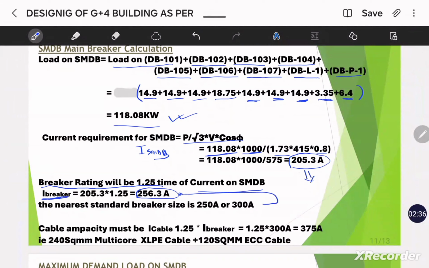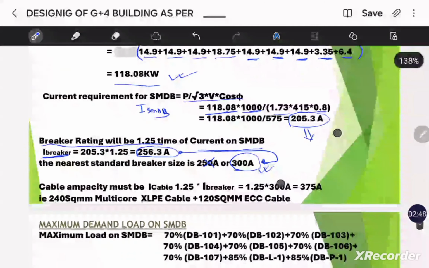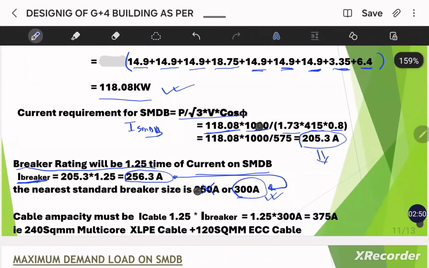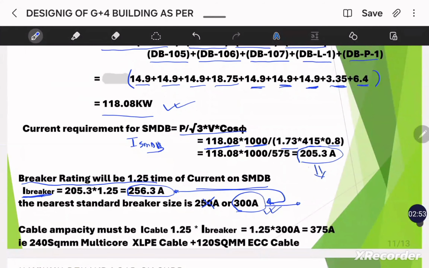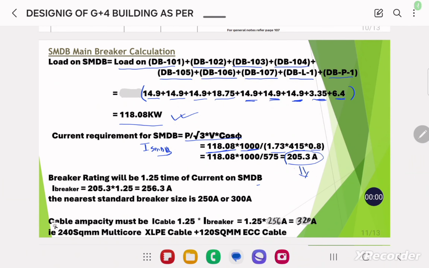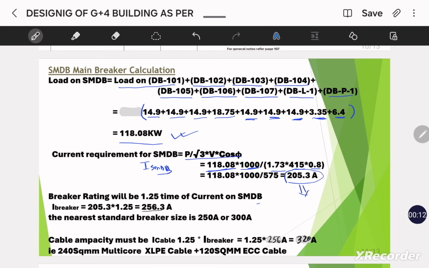So the next standard size breaker is 300 ampere. Okay, because 250 ampere will be lesser than the 256 calculated rating. So we will go for 300 ampere breaker rating of the SMDB, which will be the incomer breaker rating of SMDB. As per the cable, now we have to select the cable which should have the current ampacity more than 1.25 times of the calculated breaker rating. So 1.25 times of the calculated breaker rating, then it came as 320 ampere.